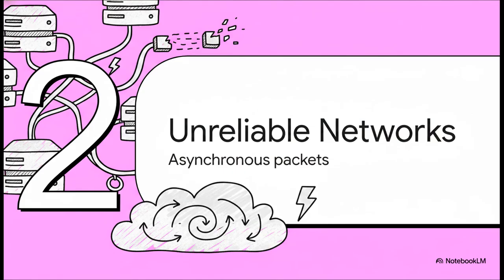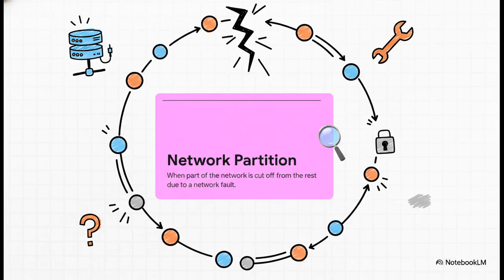Moving to Part 2, unreliable networks and packets. And the primary battlefield of that chaotic physical world we just talked about? It's the network itself. In a shared nothing distributed system, the only way these separate machines can coordinate is by sending messages over an asynchronous packet network. So, we need to talk about network partitions, sometimes called a net split. This happens when one part of your network is just completely cut off from the rest, due to some kind of fault.